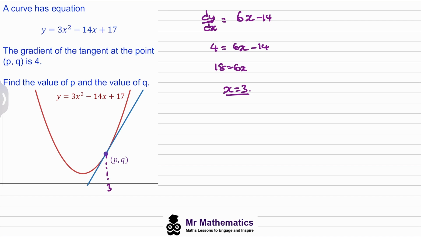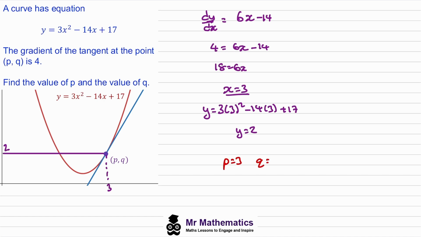We can find our y value by substituting 3 into our curve. So y will equal 3 lots of 3 squared minus 14 lots of 3 plus the 17. And this gives us y is equal to 2. So that would be the y point here. So p is equal to 3 and q is equal to 2. Okay? Let's try one more question.